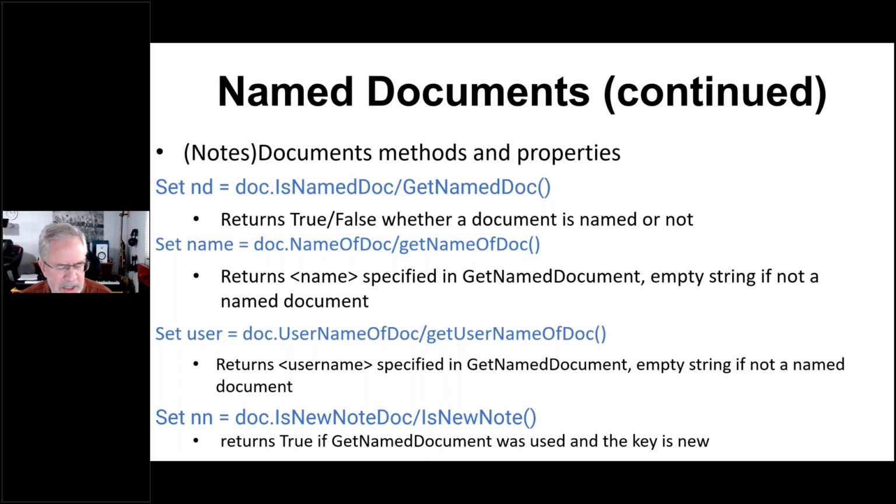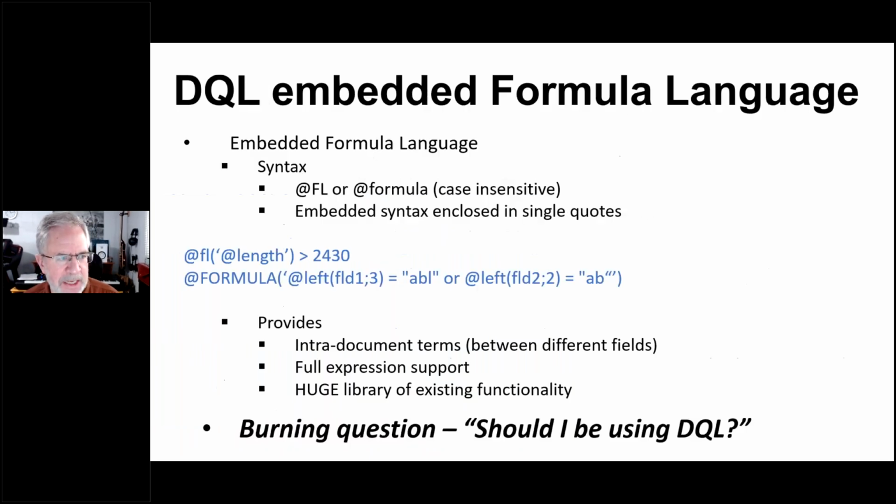Likewise, get name of doc returns the name, user. I mean, these are calls. If you've used the profile document interfaces, you understand those. It just basically gives you information about a given document you have in hand inside your code. Okay, so that's basically what that does.